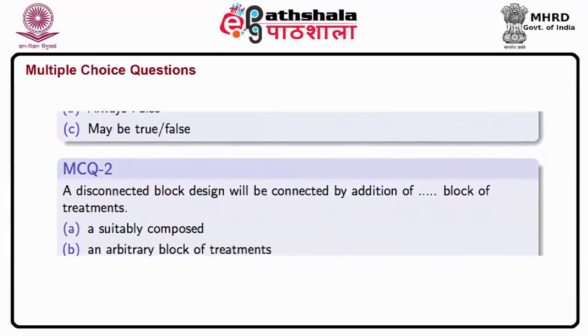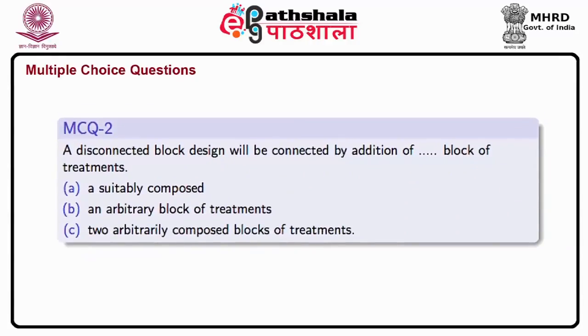The second question is, a disconnected block design will be connected by addition of a block of treatments, fill up the blanks. The options are a suitably composed block of treatments, an arbitrarily composed block of treatments, 2 arbitrarily composed blocks of treatments. So let's try to understand. A disconnected block design. To start with, the design is disconnected. What does that mean? The treatments cannot be put together in one single equivalence group. So you have patches of treatments. These are the treatments in one group.